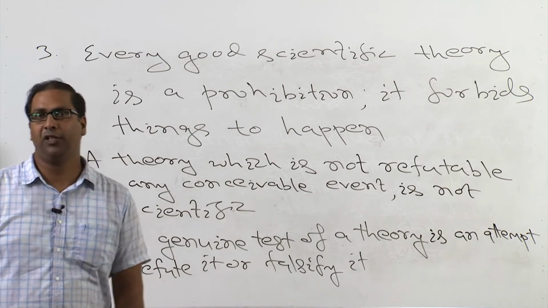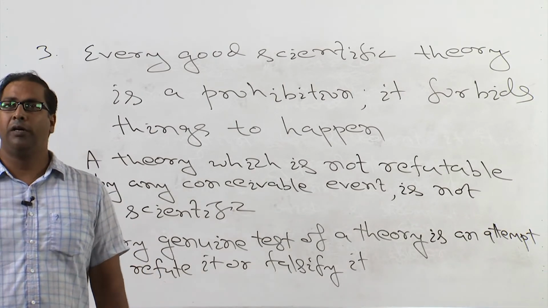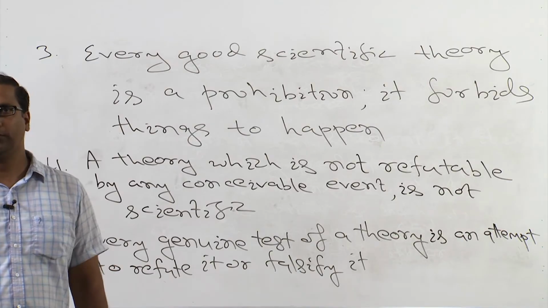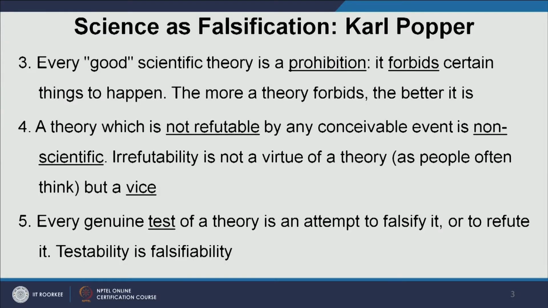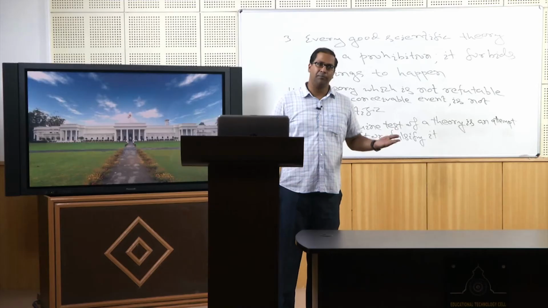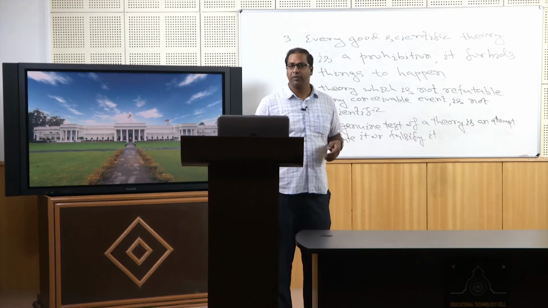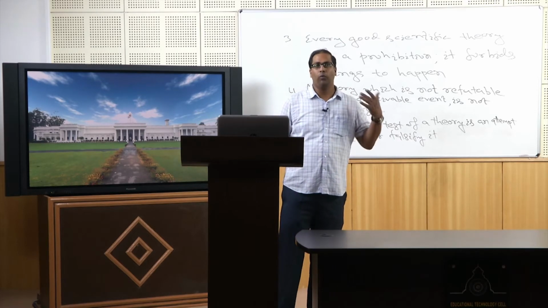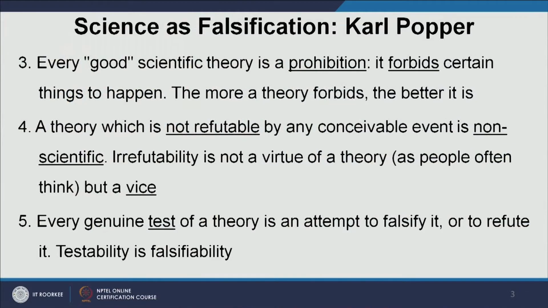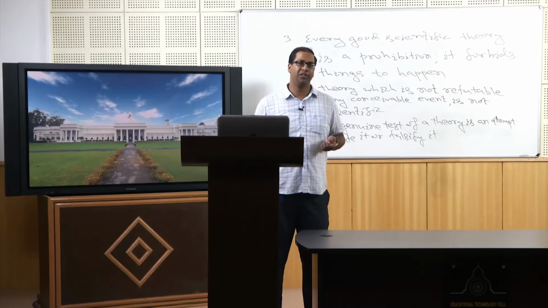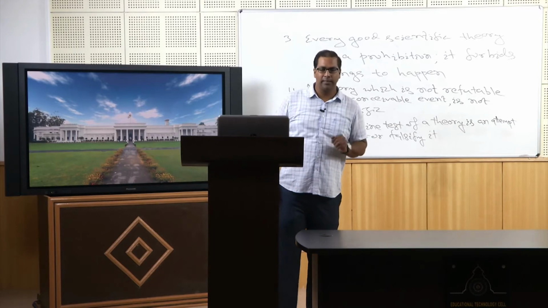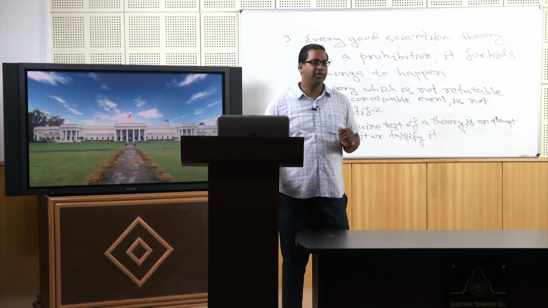Every good scientific theory is a prohibition. It forbids things to happen. The more a theory forbids, the better it is. It must have something which can be easily falsifiable, which can be refuted. And if you can refute a theory, it is a sound scientific theory according to Popper. See, his logic is very simple.